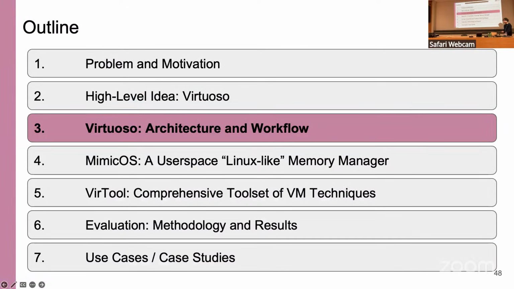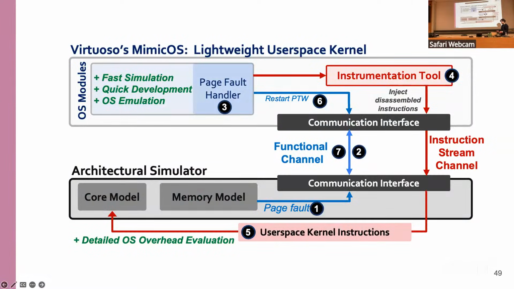All right, now taking a look at the architecture and workflow. Conceptually, we first have the architectural simulator, which executes a workload. Then when a memory access occurs, a TLB miss and a page table walk that fails, the MMU model triggers a page fault event. Via the functional channel, the simulator sends this event to Mimic-OS. Mimic-OS runs its page fault handler and other operating system code. During this, a binary instrumentation tool records the dynamic instruction stream of Mimic-OS's code. That instruction stream is sent via the instruction stream channel to the simulator's core model. And then the core model executes these Mimic-OS instructions, so the latency and microarchitectural effects are modeled.